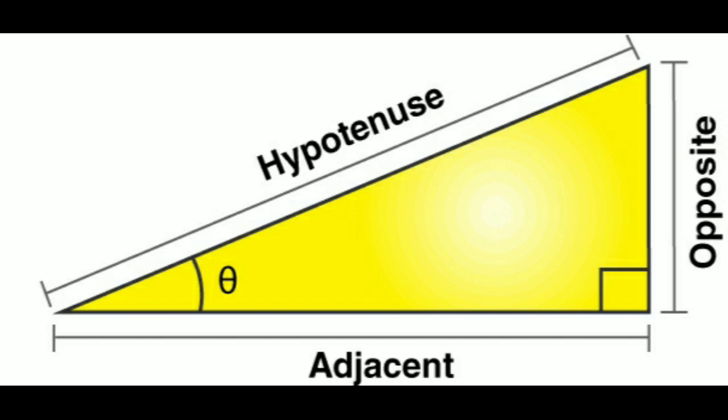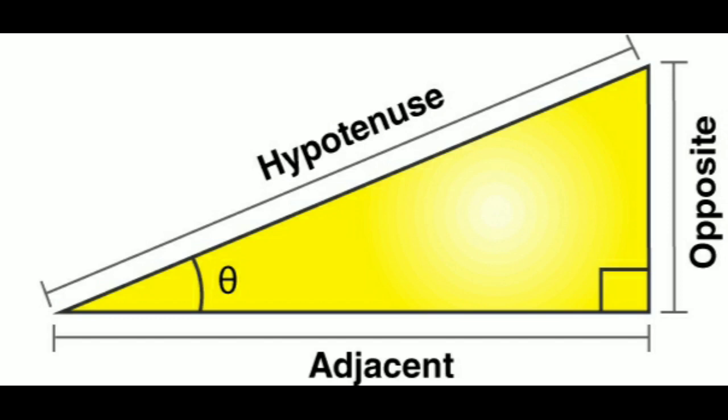Now law of cosine. A square equals B square plus C square minus 2BC cos alpha. B square equals A square plus C square minus 2AC cos beta. C square equals A square plus B square minus 2AB cos gamma.